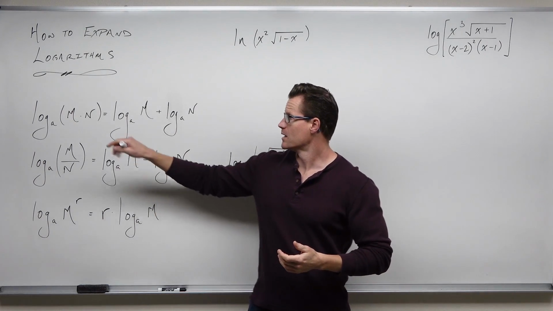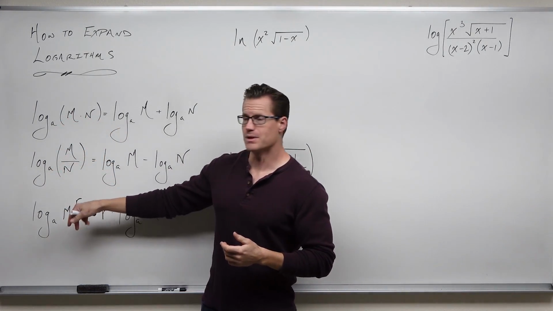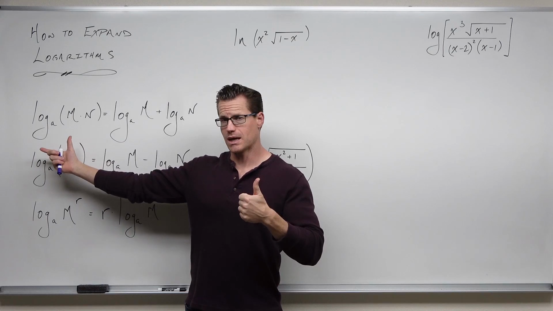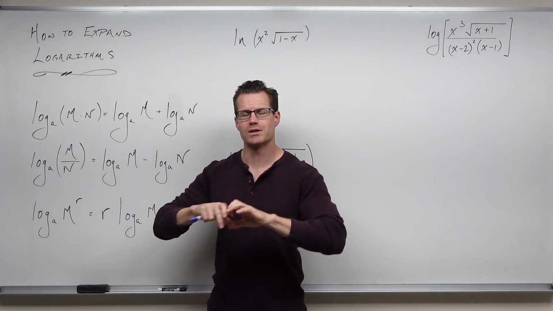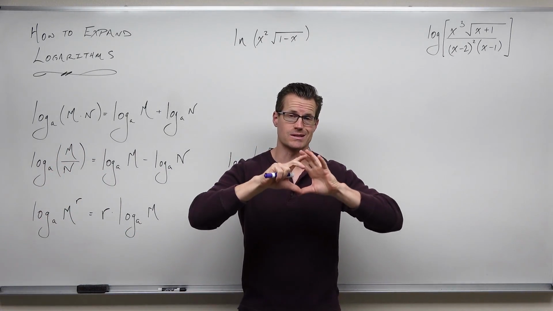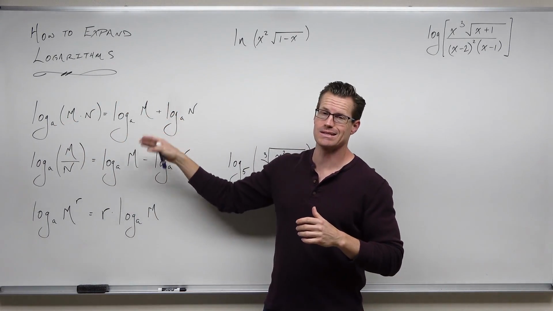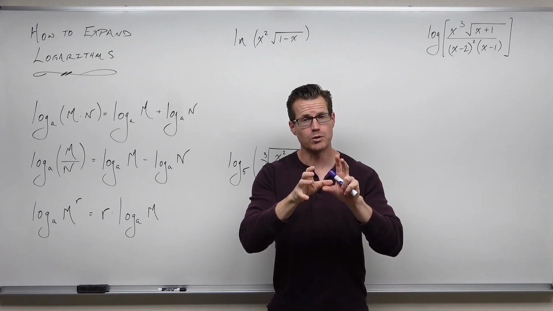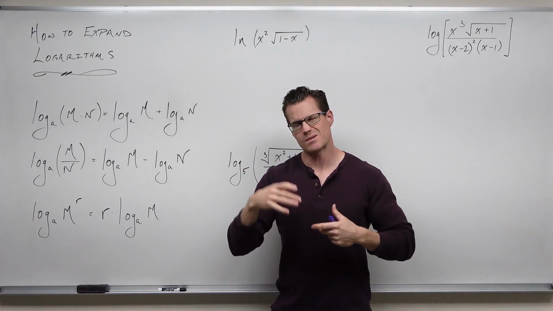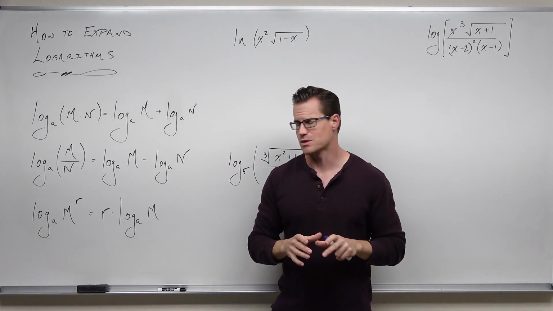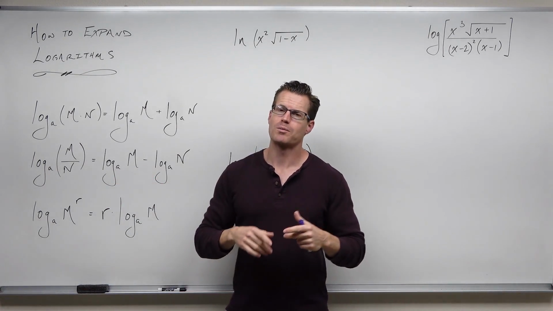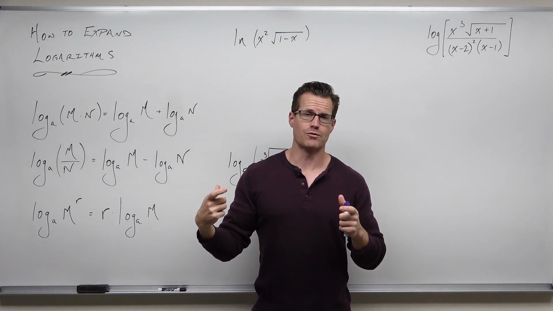So we're going to be using these properties to take logarithms that have multiplication, division, or exponents and expand them. Make, honestly, as many logarithms as possible using these properties. That's the idea. Separating multiplication into addition of two logarithms, division into subtraction of two logarithms with the same base, and using that power property to move that exponent as a coefficient.